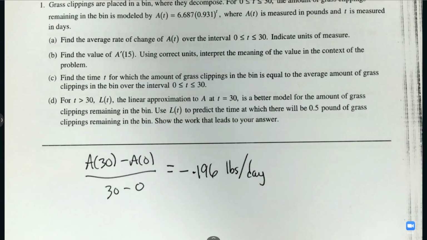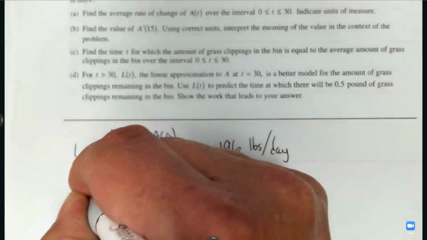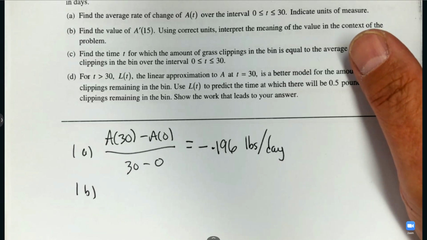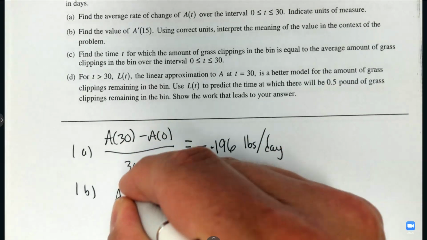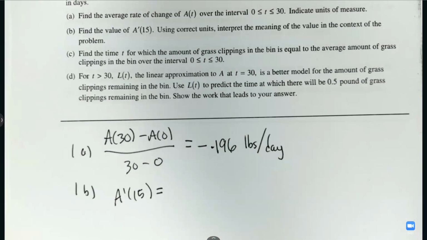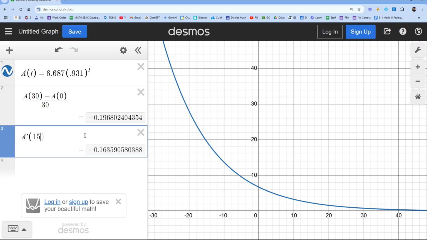That was it. I don't have to explain anything else. Make sure you put units of measure in it, which I did. So 1A is done. 1B. We're trying to do these questions in 15 minutes or less. Find the value of the derivative at 15. I can do that easy enough. Go back to here. Type in the derivative, A derivative at 15. And then write that answer down, negative 0.163.